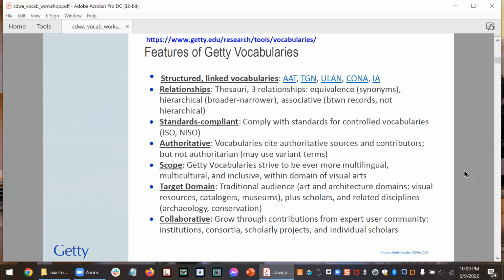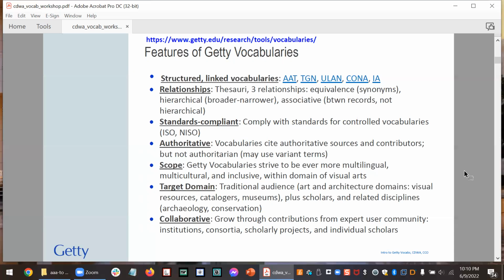Now, there are a number of features that are important about the Getty vocabularies. I won't go through all of them. You can look online to read more about them, but just briefly, it is very important that they are structured, linked vocabularies. The relationships include thesaurial relationships that I'll talk about in a minute. The vocabularies are standards compliant. They're authoritative. We always cite our sources and contributors, but the vocabularies are not authoritarian. We include a number of variant terms that you can use locally if you wish. The scope of the vocabularies is described online very carefully.